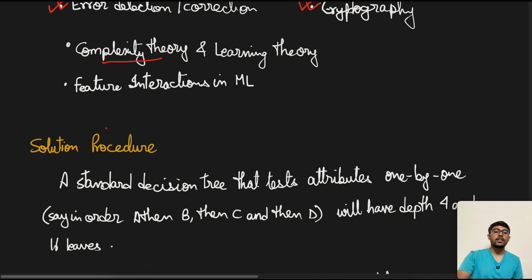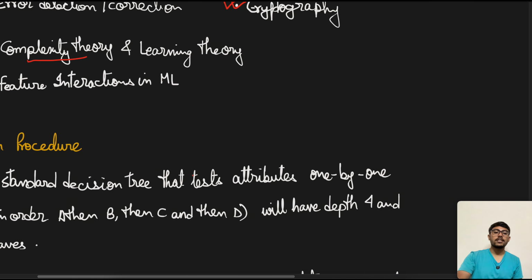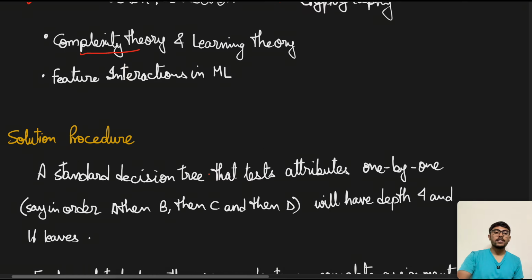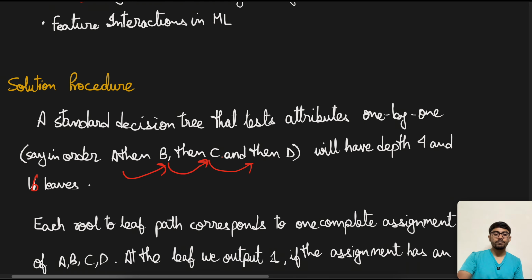Then we come to the actual solution procedure to the problem. A standard decision tree that tests attributes one by one, say in order A, then B, then C, then D, will have depth 4 and 16 leaves. That makes sense, because once A is checked we move to B, then C, then D. So this sequential way of processing leads to a depth of 4.